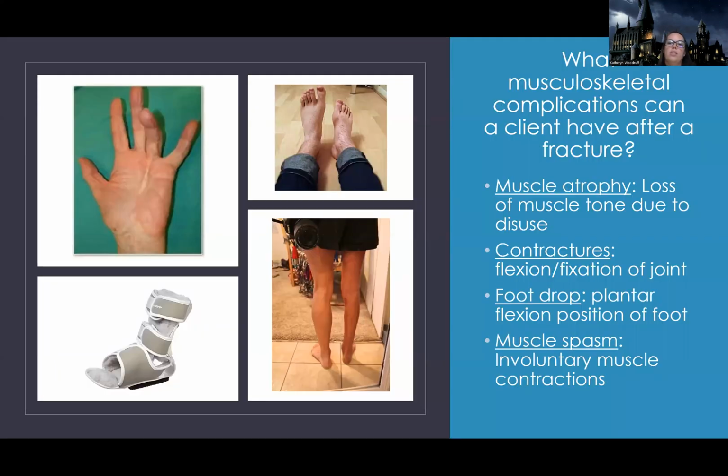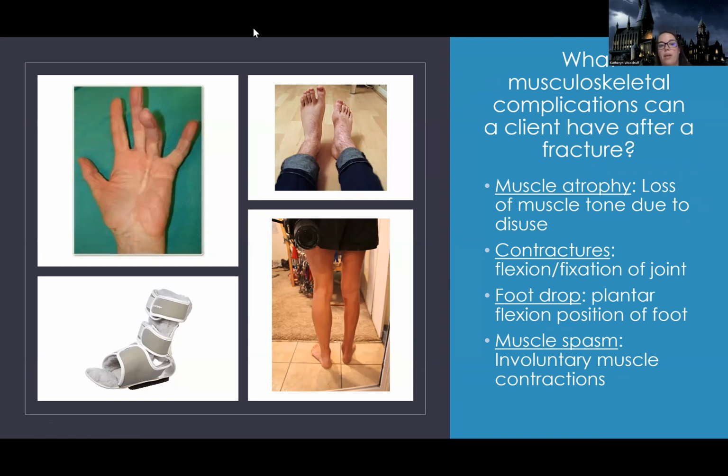So other complications, we talked about some that can happen as a result of immobility and stuff like that. When someone's been in a cast or predominantly uses one of their limbs more than the other, they can have what's called atrophy, like what's seen in this picture. They can have contractures, which is where a body part gets stuck in the same position for a while and can get permanently stuck. So this is an example of a contracture.